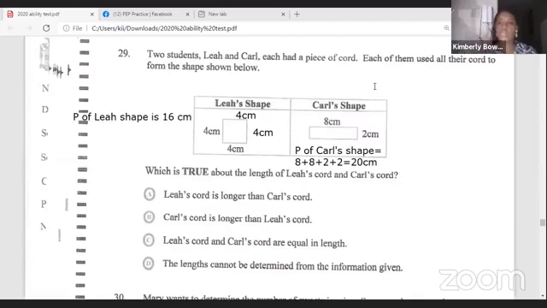Again, you can screenshot or take a picture. So let's look at the card that is longer. That's Carl's card. Look at the answer, because Carl's card is longer than Leah's card. That's B. Very good. I'm seeing all B's in the chat.